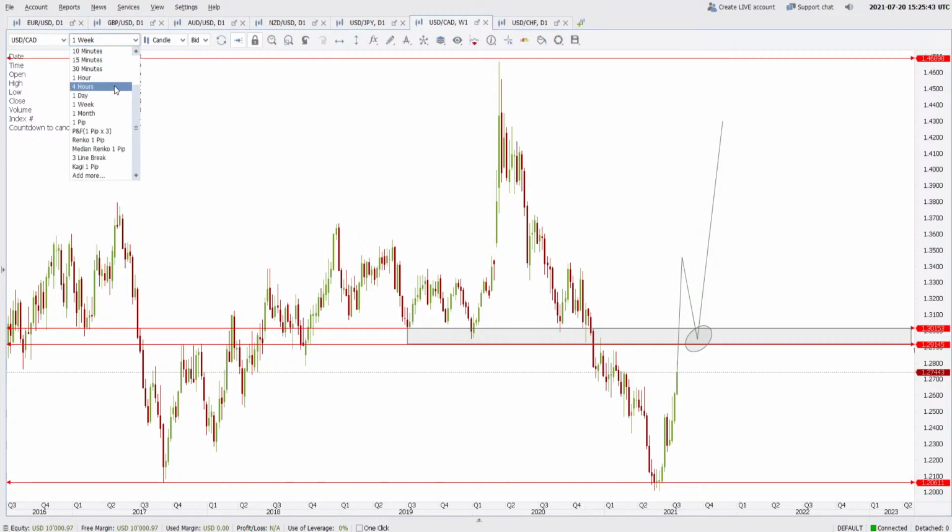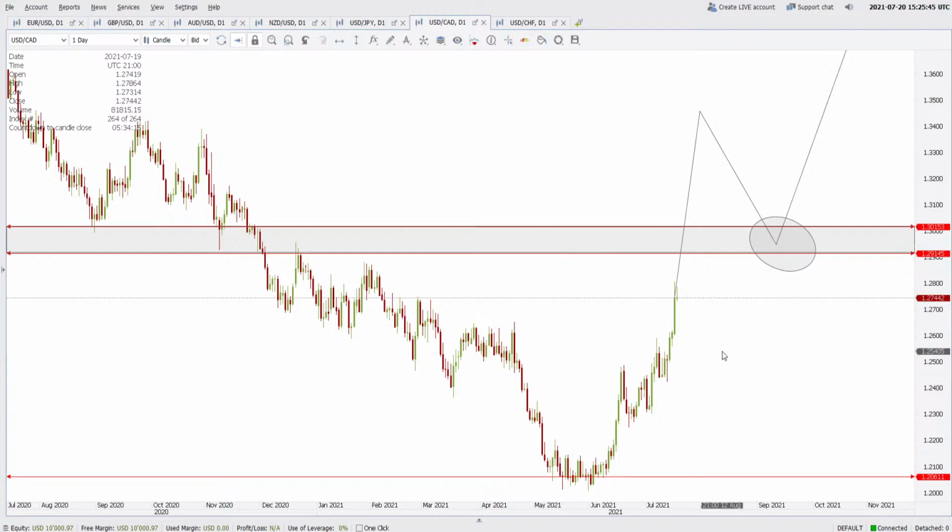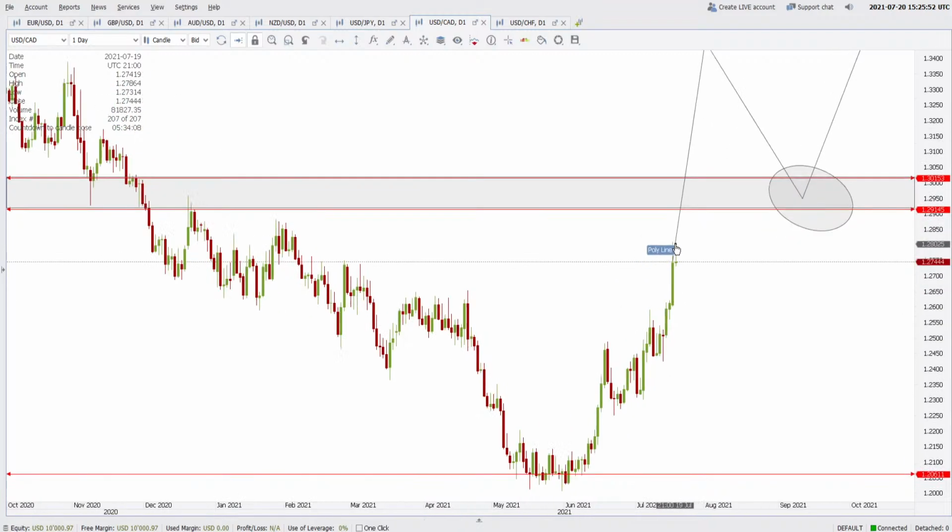Let us see what is happening on the daily chart though. On the daily chart, as the price is approaching this resistance zone, which is still 200 pips away, you can see some sell-off coming.